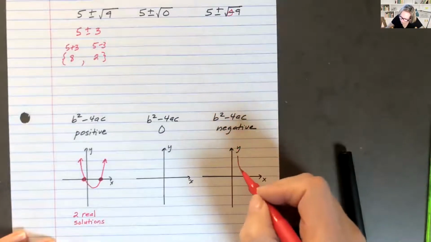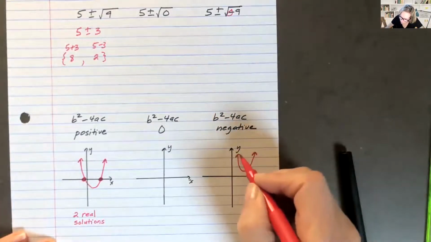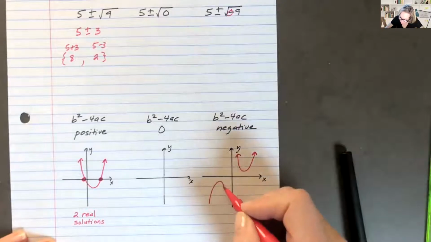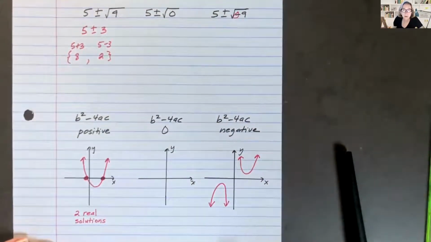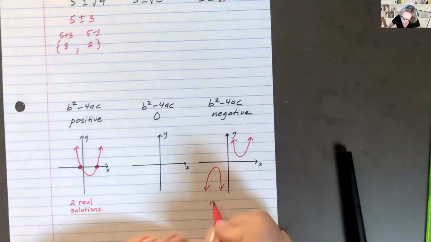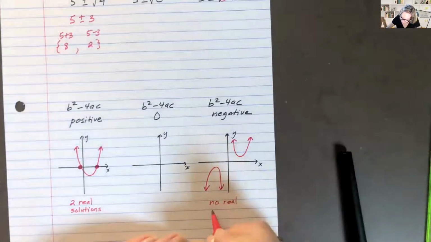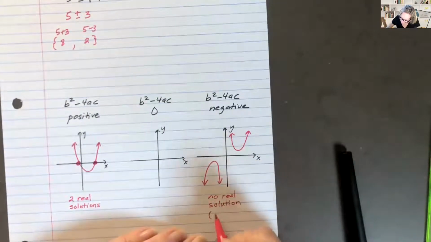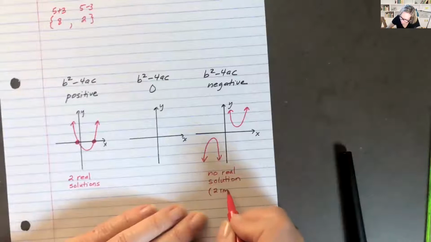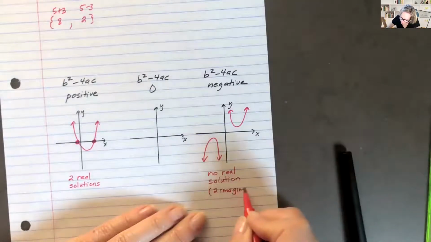If this is negative, it means it's a kind of parabola that either floats above or sinks below the x-axis and never touches it, never crosses it. So that's no real solutions, no real numbers, no x-intercepts. What we do have, and we'll learn in Algebra 2, is called two imaginary solutions.